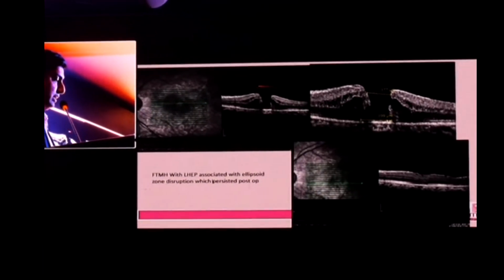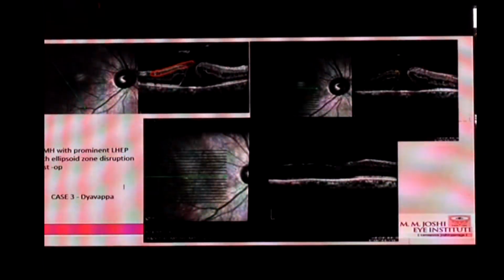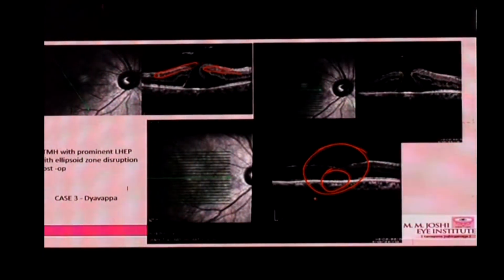So this is a small LHEP. You can see here in this case a large macular hole of 677 micron. You can see a wonderful type 1 closure, but definitely there is a disruption of the ellipsoid zone. In another case, you can identify the LHEP here on both ends. There is again a perfect type 1 closure, but there is an ellipsoid zone defect in this case too.